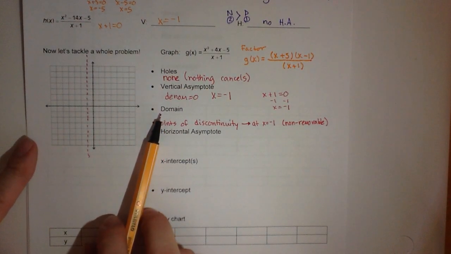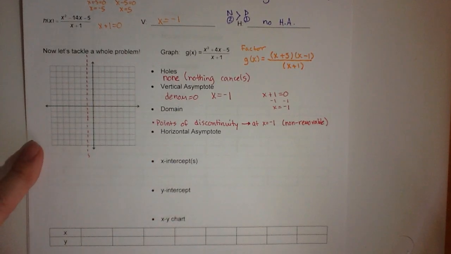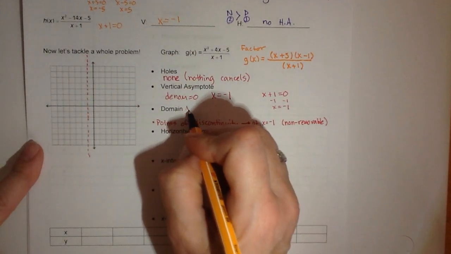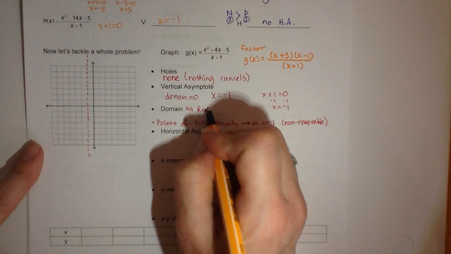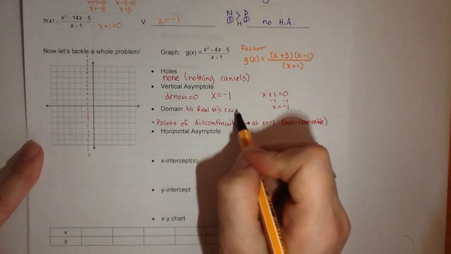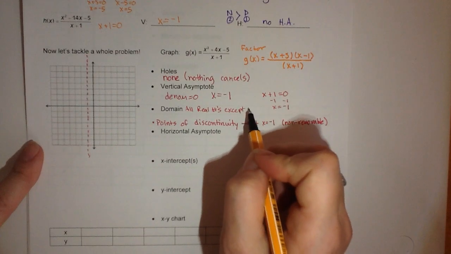Okay, the domain is all real numbers except for the x values that we have discontinuities. Since we only have one, domain will be all real numbers except x equals negative 1.